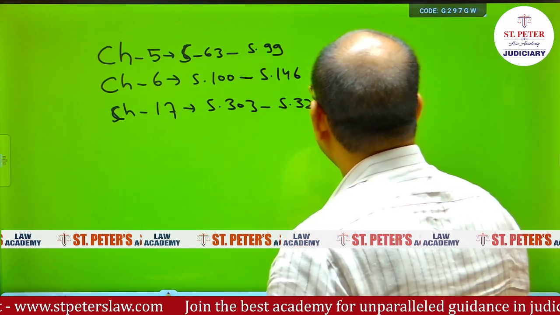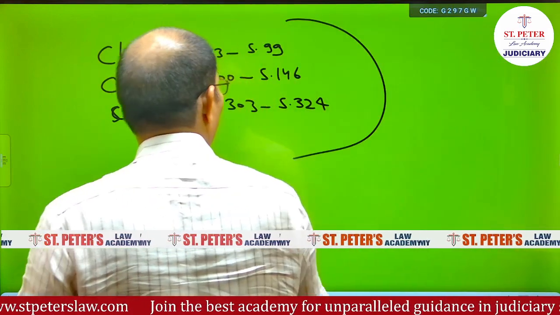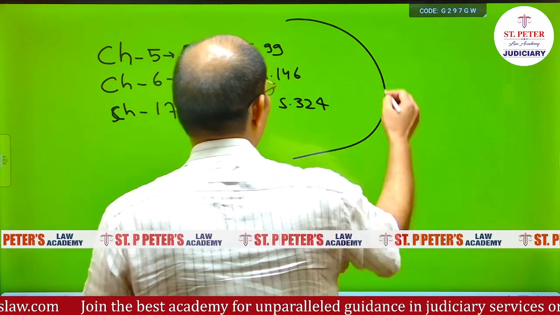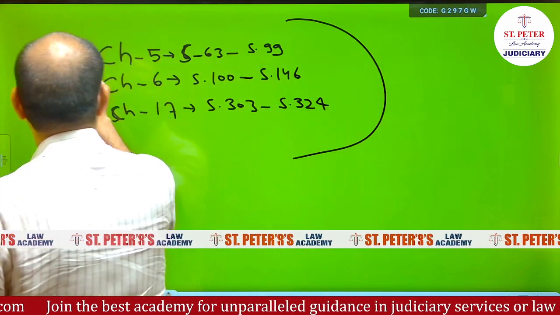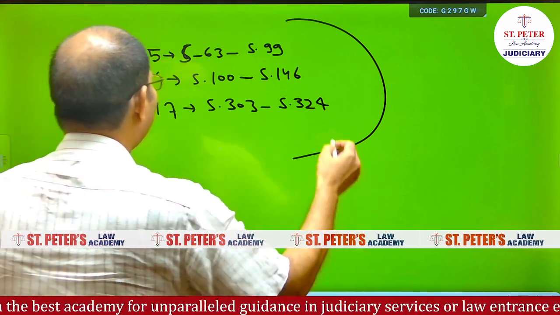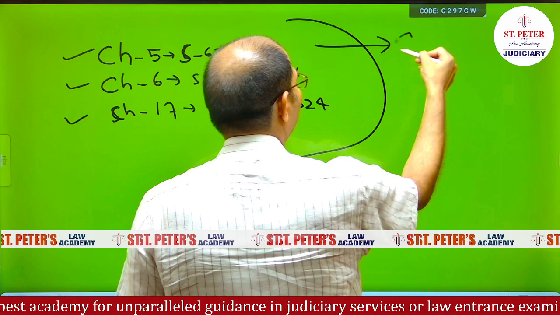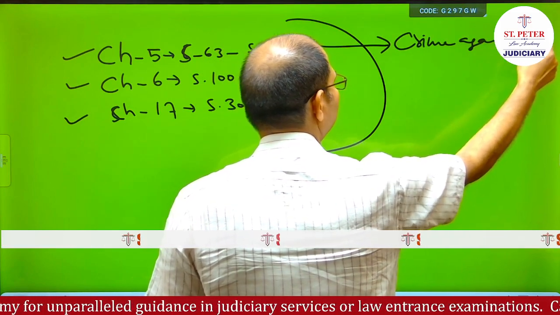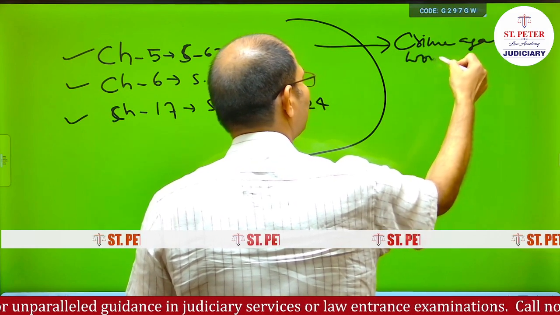So far as the greatest area from the viewpoint of exams is concerned, that is chapter 5, chapter 6 and chapter 17. Chapter 5 is about crime against women and children.